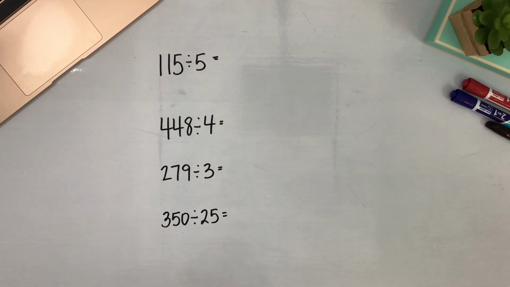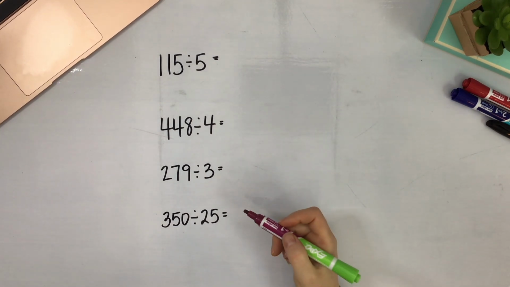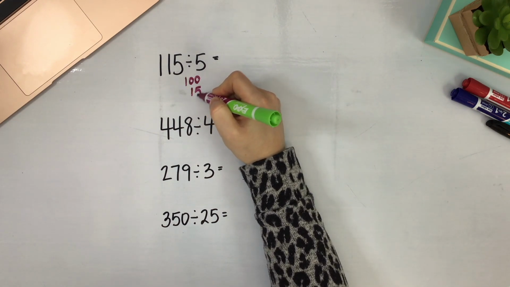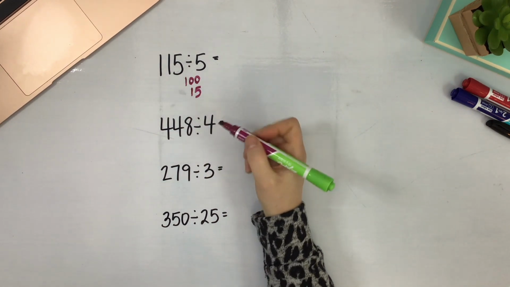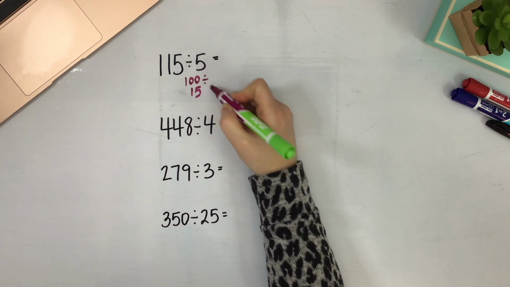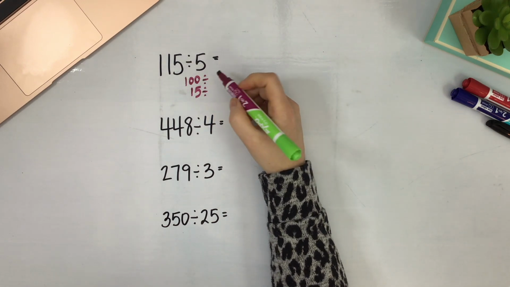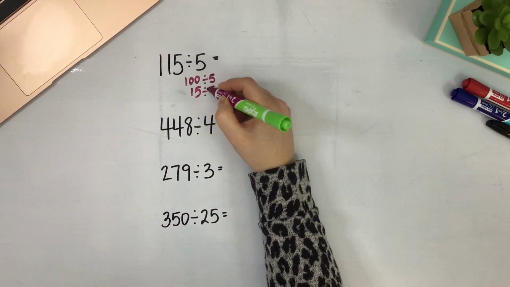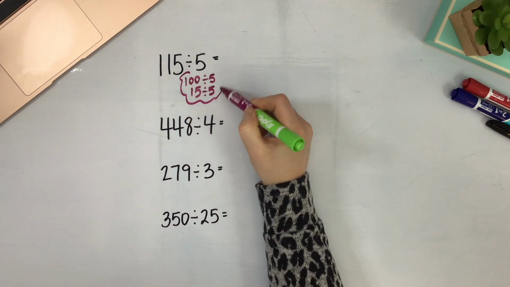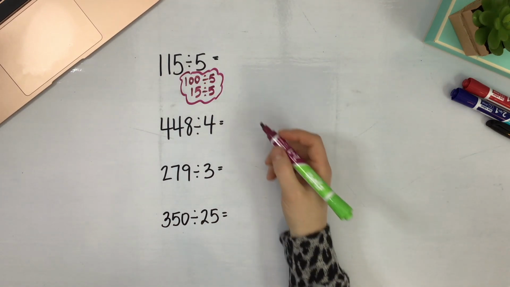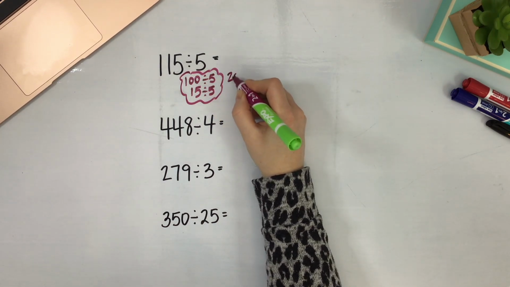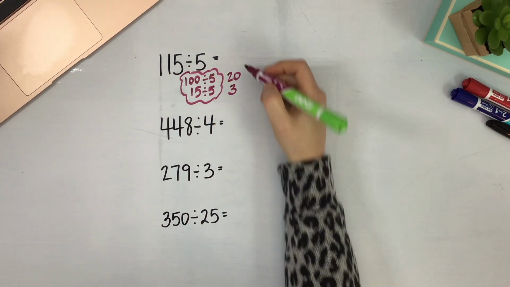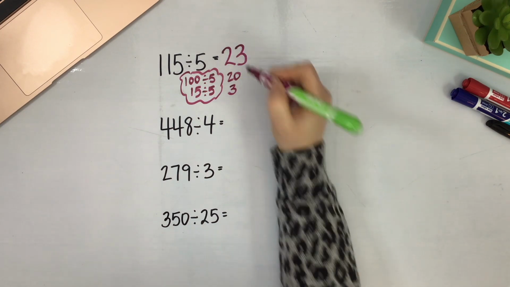Okay, let's divide. 115 divided by 5, I'm going to break up into 100 and 15. Now ideally we're just doing this part in our head, but if you're not ready to do it all in your head, it's okay to jot down the partial quotients as we go along. So I'm going to divide each piece of 115 by 5. 100 divided by 5 is 20. 15 divided by 5 is 3. Put them together. 23 is the final answer.